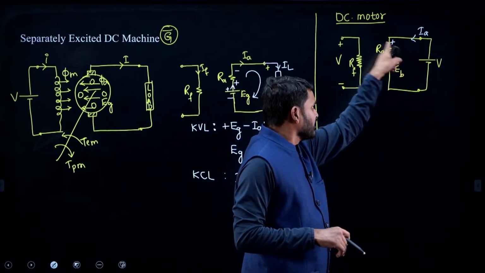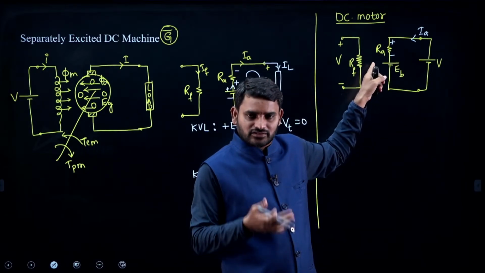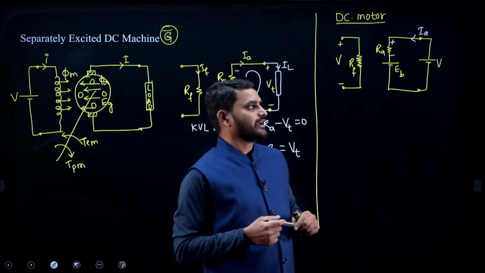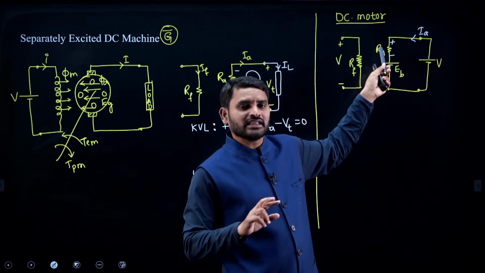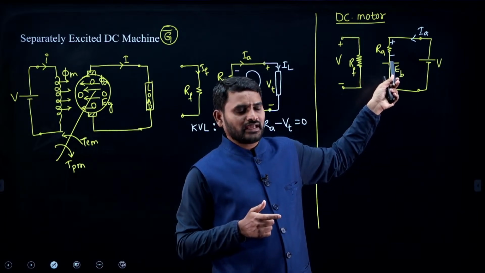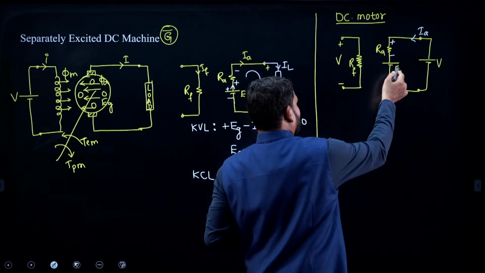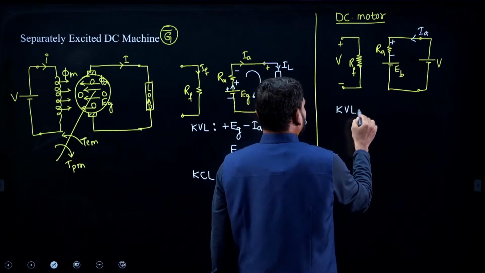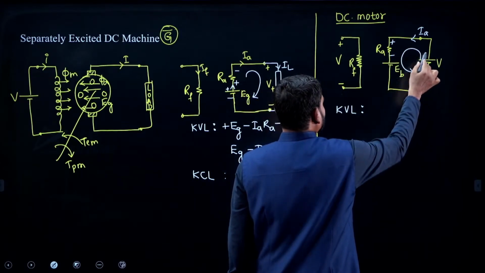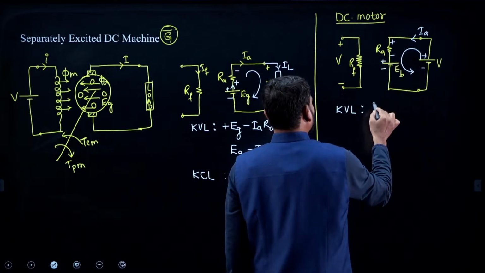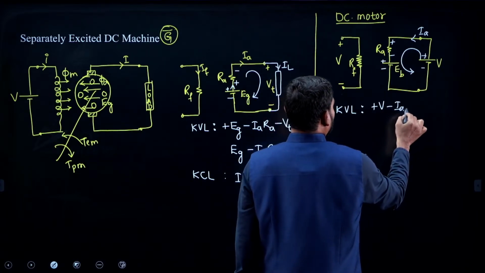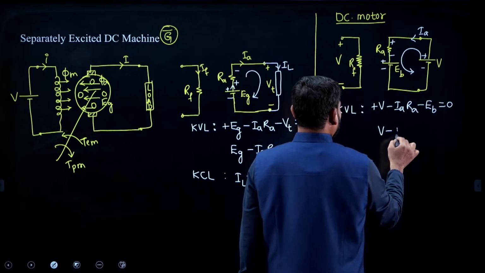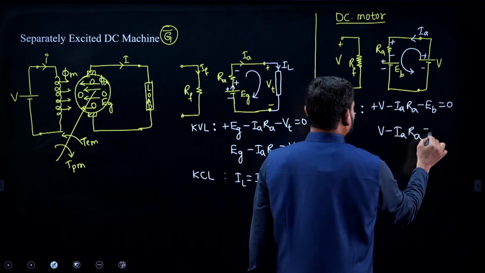If the conductor is moving in the presence of flux lines, those conductors will cut the flux lines. Now, later EMF will be induced, right. So first a torque will be induced and then later EMF will be induced. Okay. So this is the back EMF, and we can write the KVL equation here as, plus V minus IARA minus EB is equal to 0. So V minus IARA is equal to back EMF.